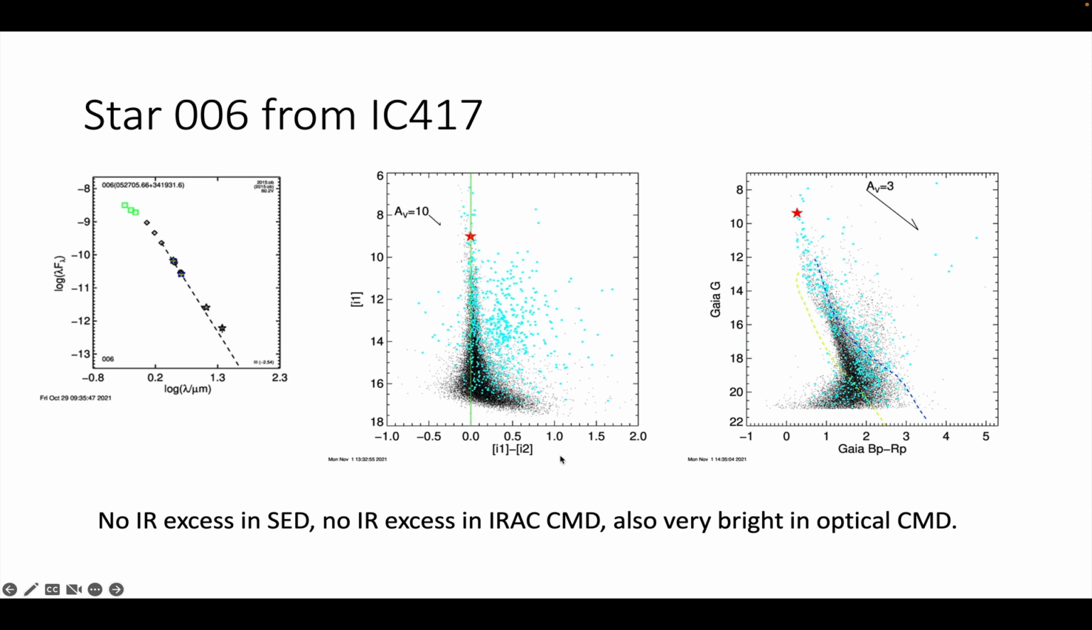Okay, I1 versus I1 minus I2. Bang on 0, no excess. G versus B minus R. Look how bright it is. It is an early type star. That's exactly what that SED looks like. That's what it's telling me. It's an early type star. It turns out to be a B star from the literature.